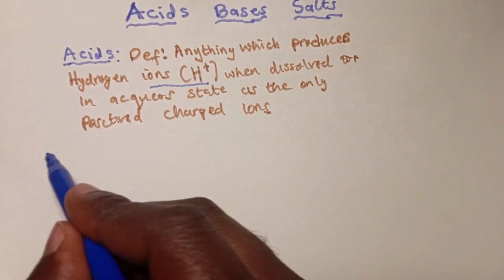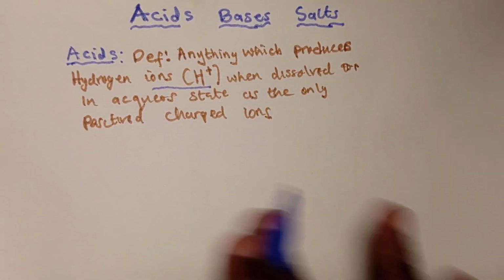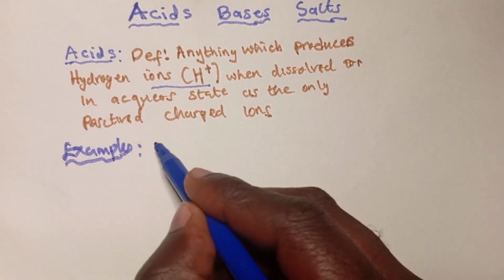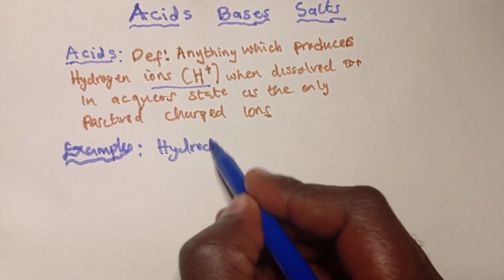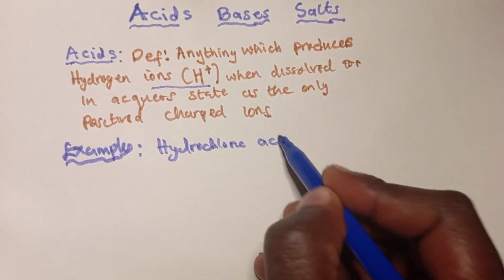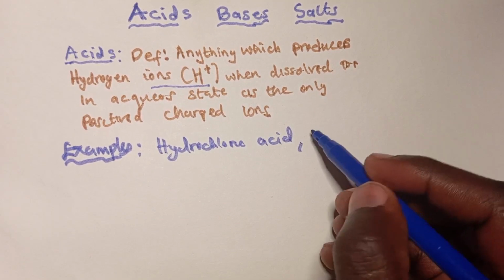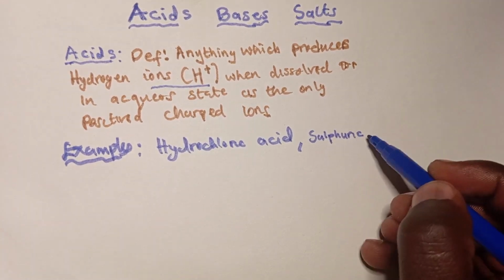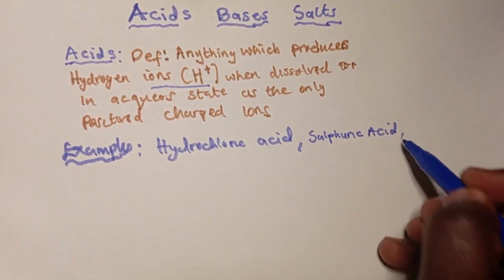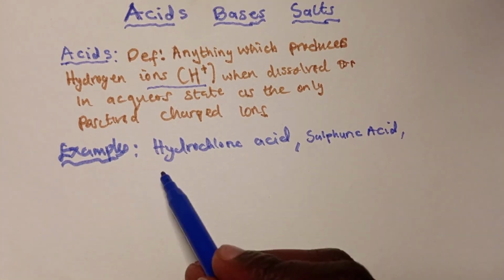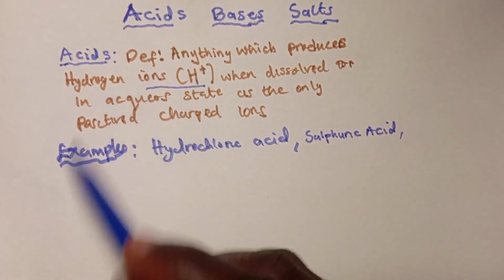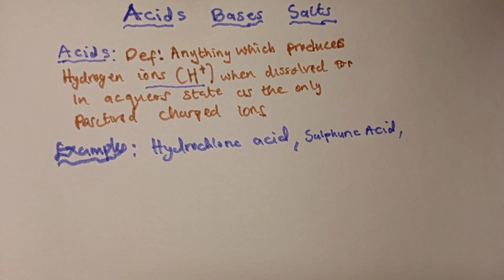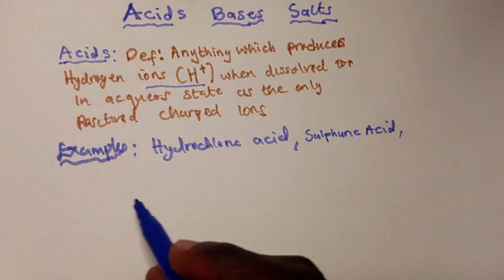There are many different types of acids. We can give examples of these acids. They include hydrochloric acid and sulfuric acid, just to mention a few. These two acids that I've listed here will all produce this H plus, or hydrogen ion, when you dissolve them in water, when they're in aqueous state. That is how acids actually react, that's how they behave.